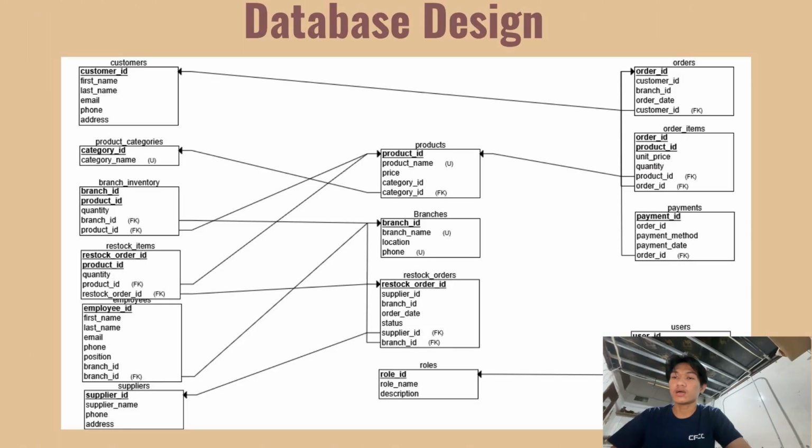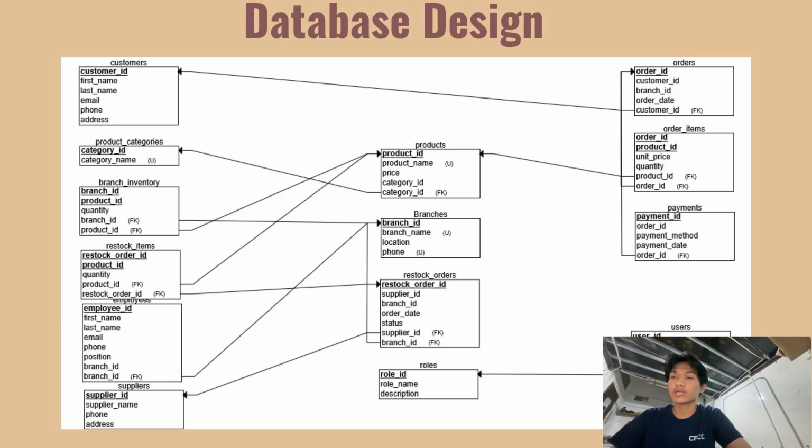This is a relational model of our database design, which shows the tables, primary keys, and relationships. Each main entity like product, branch, and customer is represented as a table. Junction tables like branch inventory, order item, and restock item handle many-to-many relationships.